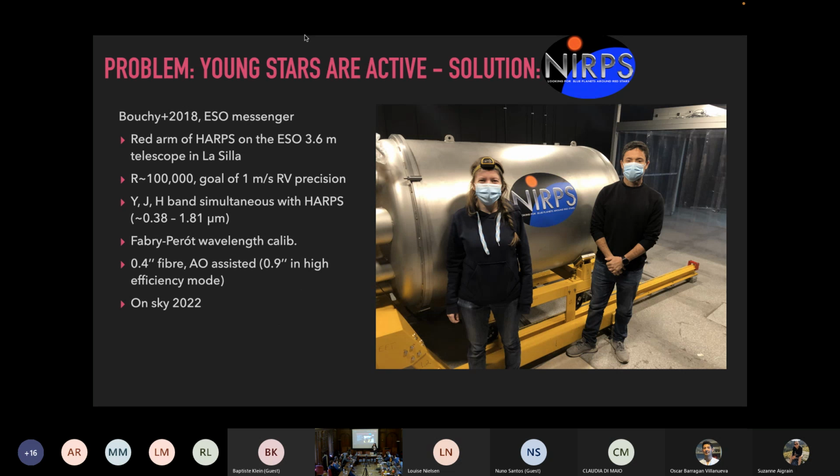All right, so of course the solution to this problem is called NIRPS, and it's a near-infrared spectrograph that's going to join HARPS on the 3.6 meter telescope in La Silla. So the idea is that HARPS and NIRPS will be operating simultaneously, so you'll get spectra from both of them for all of your stars if you want to. It's going to have a resolution of 100,000. I actually have to double check that number because it's still work in progress. But the goal is to reach a 1 meter per second RV precision, which is something, to my knowledge, we haven't really been able to do with near-infrared spectrographs just yet.